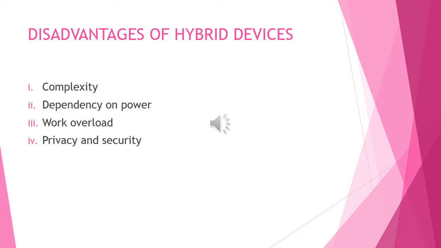Slide 7, we are going to look at the disadvantages of hybrid devices. One, we have complexity, dependency on power, work overload, privacy, and security. Complexity: these devices are packed with multiple designs and items. Why? Because they have to be made that way in order to be superior to both analog and digital. So it has other components that other devices do not have, like both digital and analog.